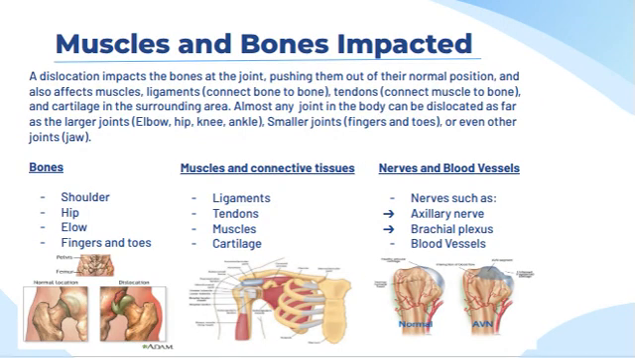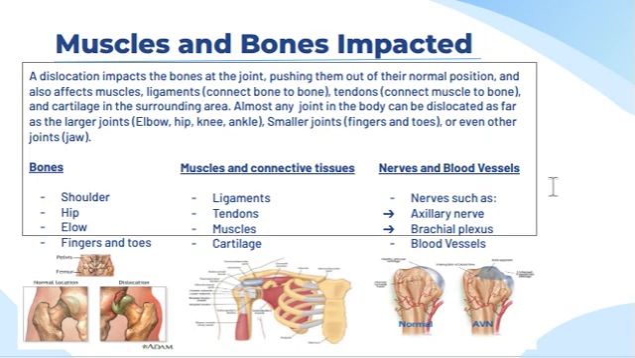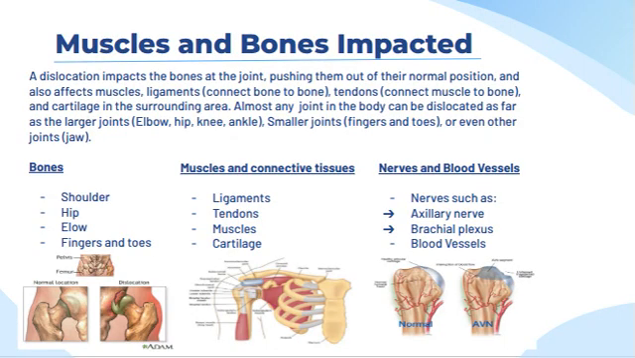The ligaments that hold the bones together are often sprained or torn during a dislocation. Tendons, which attach muscles to bones, can be strained or torn. Muscles can be strained or torn. For example, with a posterior shoulder dislocation, the strong internal rotators like the subscapularis, the latissimus dorsi, and the pectoralis major can be severely affected. And lastly, the cartilage. The smooth cartilage at the ends of the bones within the joint can be damaged, which may lead to long-term issues. And then moving on to nerves and blood vessels.